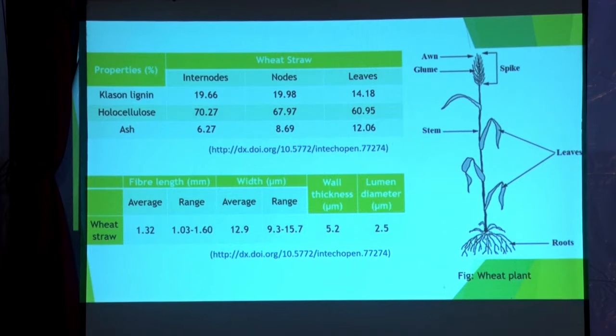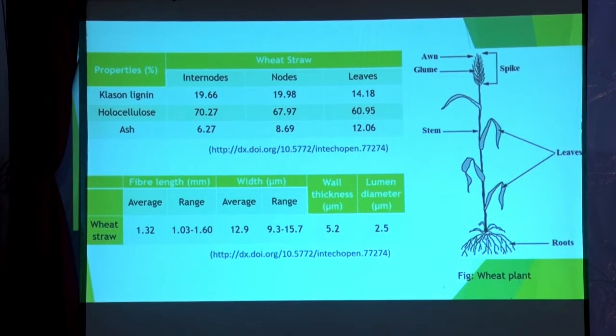Now, I'll tell you something about the chemical composition of the wheat straw and the fiber morphology of the wheat straw. Here we can see that the Klason lignin content is minimum in the leaves, which is 14.18%. We can see that the holocellulose content is the maximum in the internode section. The ash content is maximum in the leaf section, and it is comparable to internodes and nodes, which is 8.69 and 6.27%.